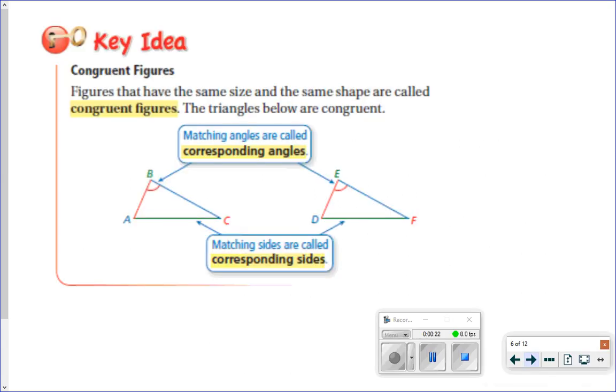Congruent figures are figures that have the same size and same shape. The triangles below in the picture are congruent. The order of the angles is the corresponding angles, and the sides are the ones that match. So in triangle 1, A and D are both in blue. Those are corresponding angles. B and E are both in green. Those are corresponding angles. And C and F are in red.